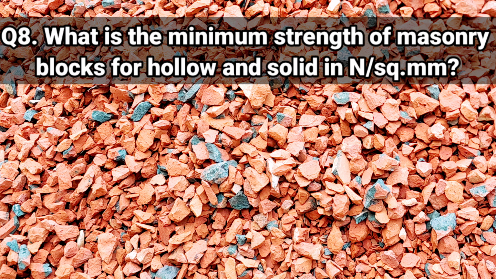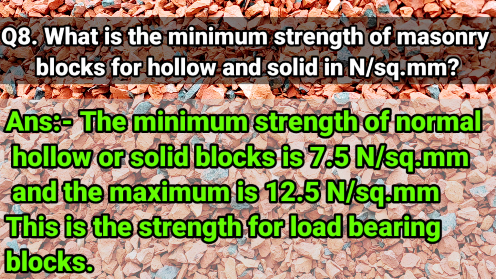What is the minimum strength of masonry blocks for hollow and solid in Newton per square millimeter? The minimum strength of normal hollow or solid blocks is 7.5 Newton per square millimeter, and the maximum is 12.5 Newton per square millimeter. This is the strength for load-bearing blocks.